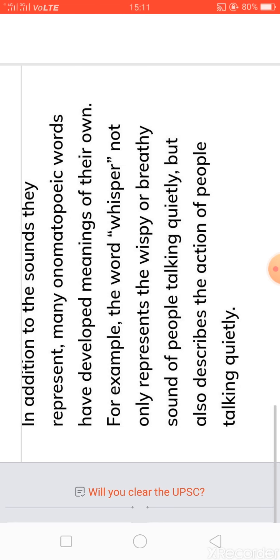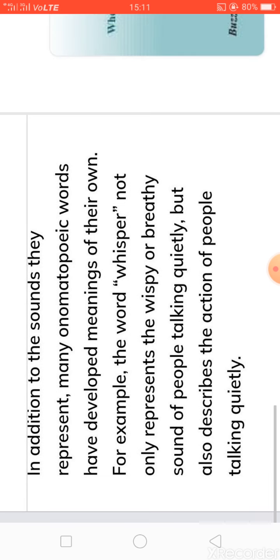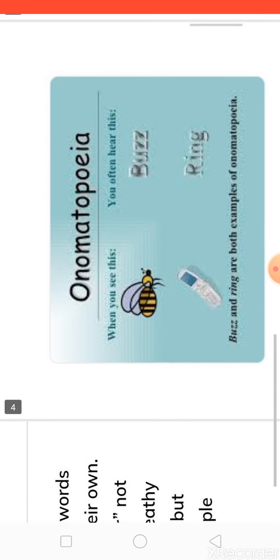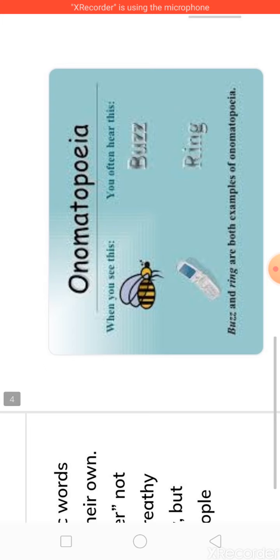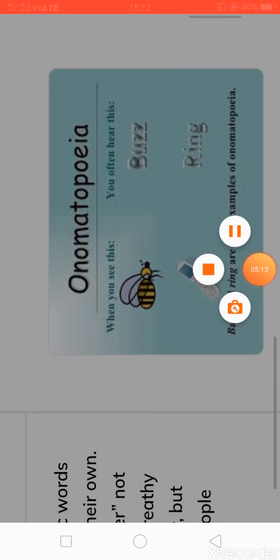Okay, so it not only indicates the sound but it also describes the action. So what is the action here? The action is that the people are talking very quietly. Okay, so this is about the figure of speech, that is onomatopoeia. So now moving to the next.